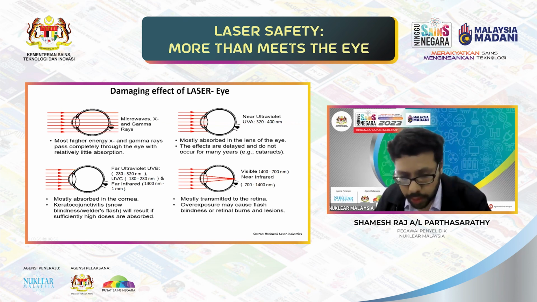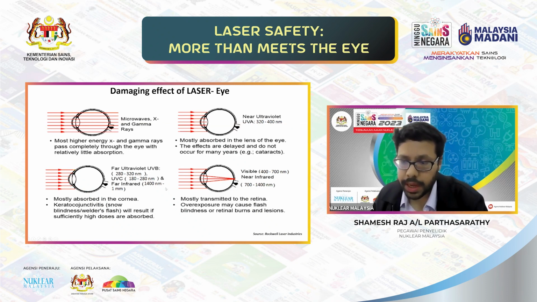It causes keratoconjunctivitis, or snow blindness, or welder's flash. The next is the region that we can see, the visible region. With the visible region and also the near infrared region, 400 up to 700 nanometers and from 700 up to 1400 nanometers, all the beam is mostly transmitted to the retina. Overexposure may cause flash blindness, retinal burns, and also lesions.